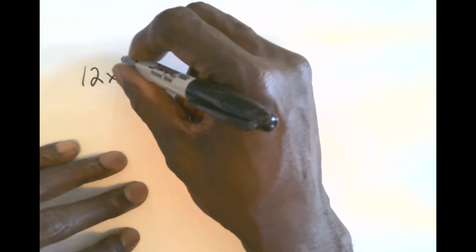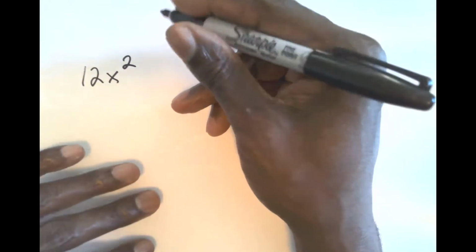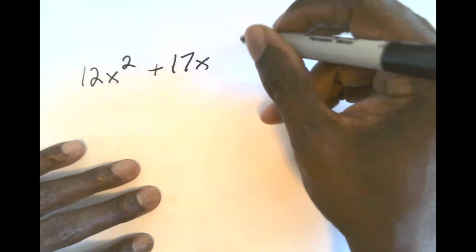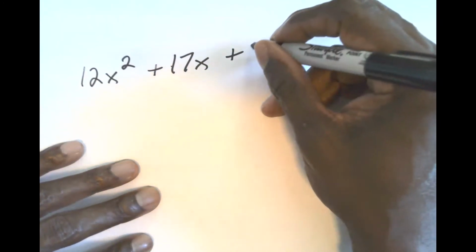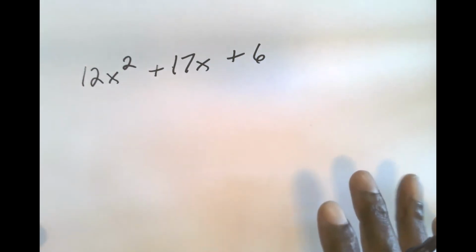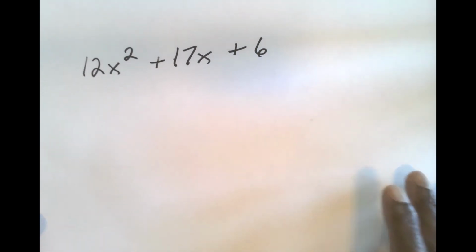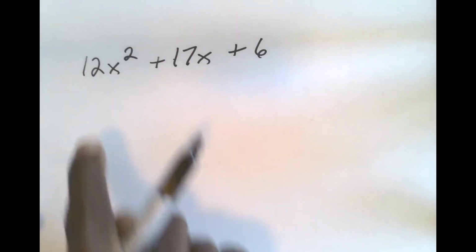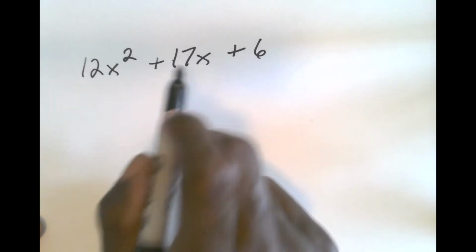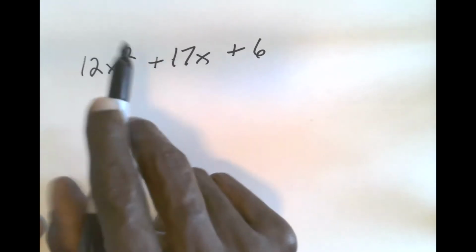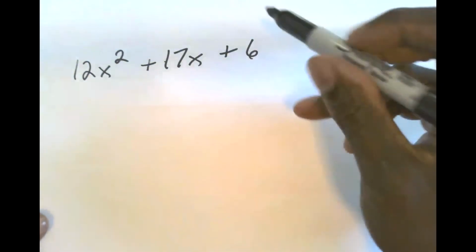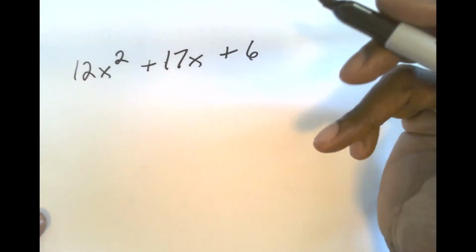So let's say we got 12x squared plus 17x plus 6. All right, say that's the problem, and I want to factor this. Now, it's not crazy bad, but it's pretty bad, because to get 12x squared, I can go 12x and x, 4x and 3x, or 6x and 2x. That's a lot of trying. And the 6 is not too bad; I'm either going to go 2 and 3 or 1 and 6.